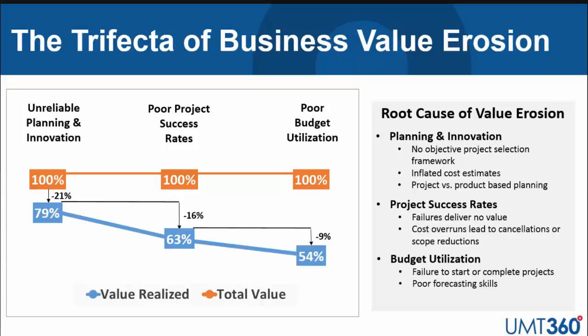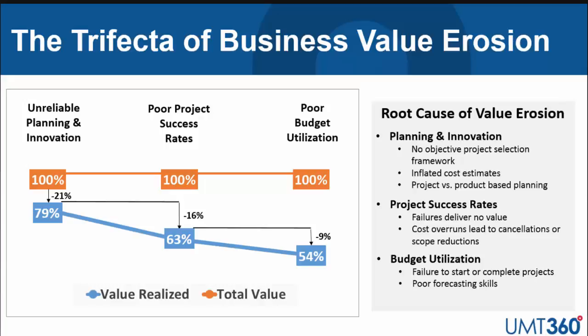The last factor, which was more of a surprise to me 2 years ago, was around budget utilization. We ran a poll about 4 months ago where we asked the respondents, how much of the budget were you utilizing during the year? And around 33% of the respondents said they were leveraging less than 80% of the approved budget. So failure to start and complete projects during the execution year can result in significant value erosion.